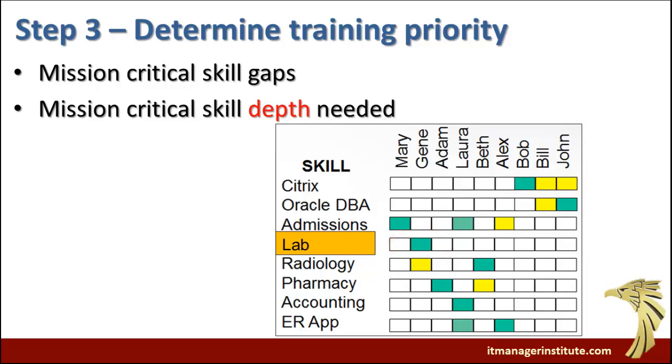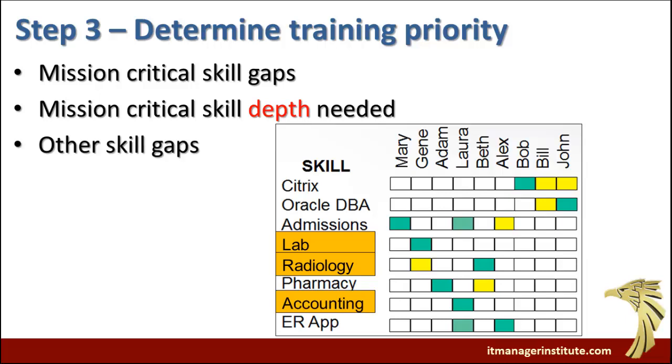Then you might have mission critical skill depth that is needed. I need some backup in some areas. Maybe that's in radiology. I've got one person with functional knowledge or expertise and one person with some knowledge. Maybe I need to develop more than one person who's an expert. And the same thing with accounting. Then there might be other skill gaps or other skill depth that you want to focus on. So that would be the sequence I would go through: mission critical skill gaps, mission critical skill depth, other skill gaps, other skill depth. That would be the process I'd go through to help me prioritize what I train.